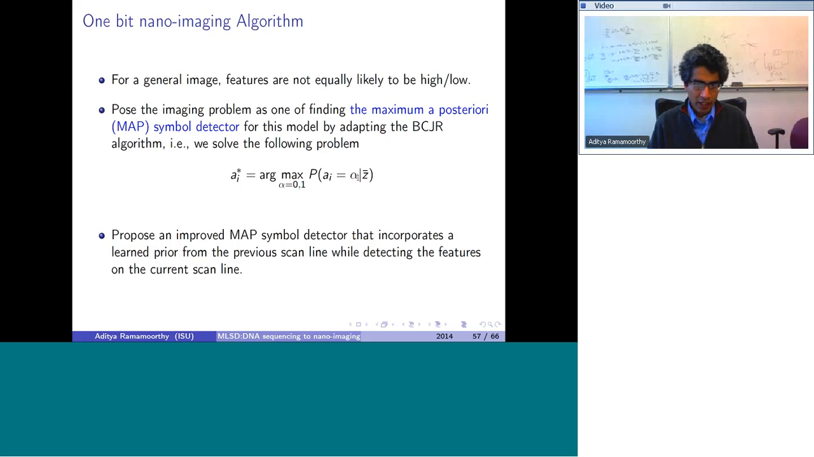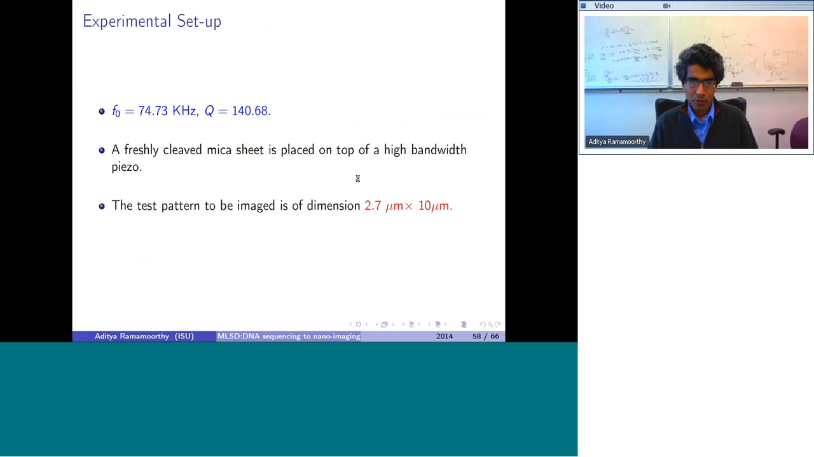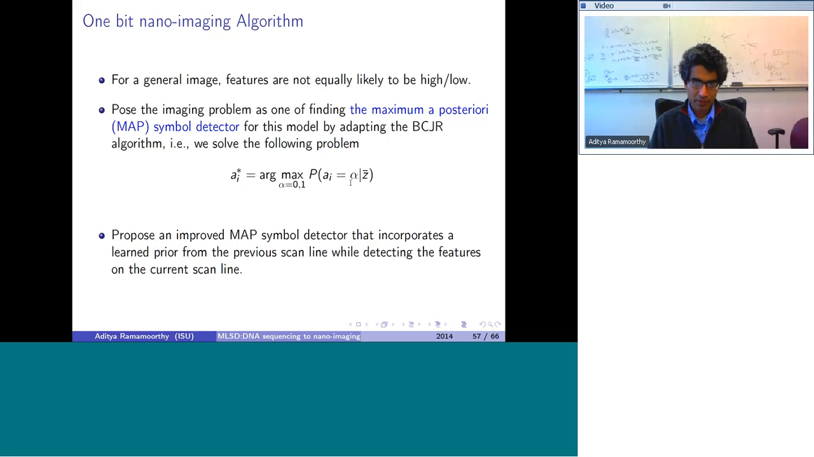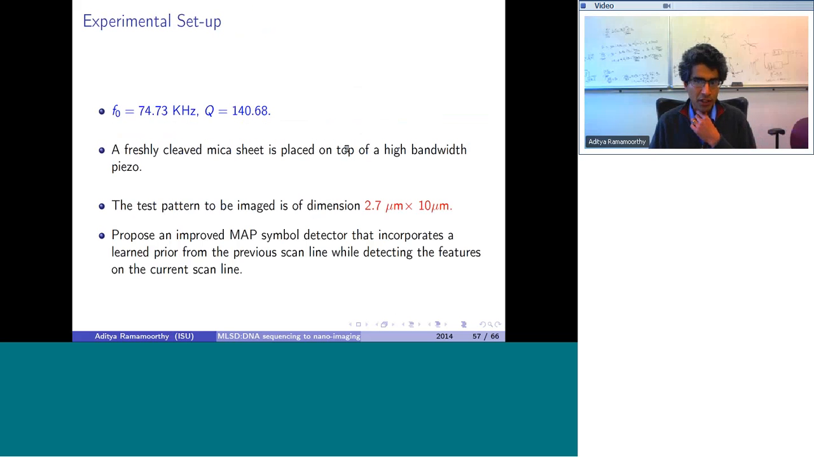And how do we change the prior? So I can explain that in just a moment. I'll come to the adaptation of the prior shortly.